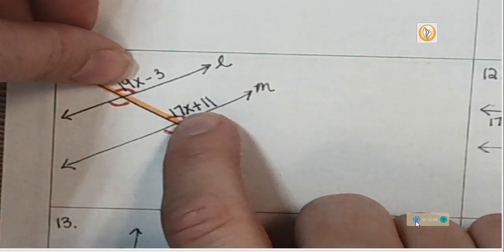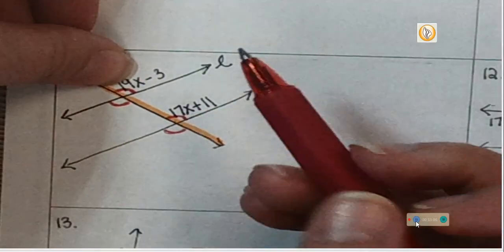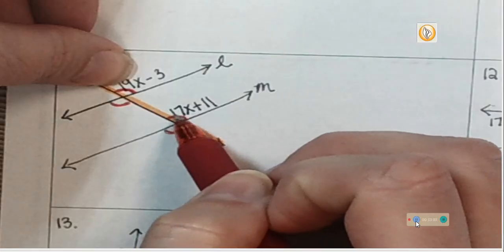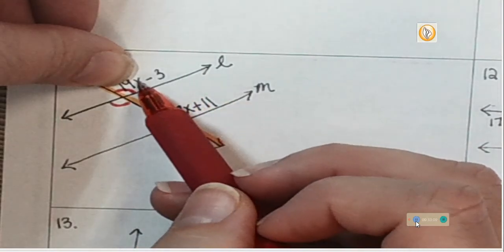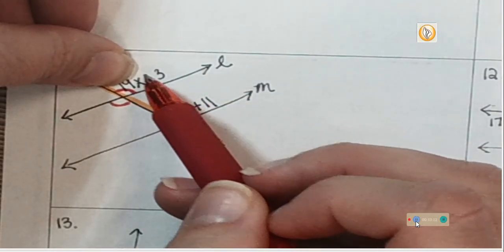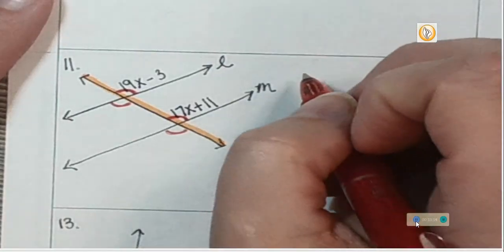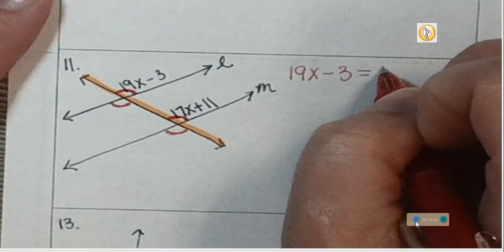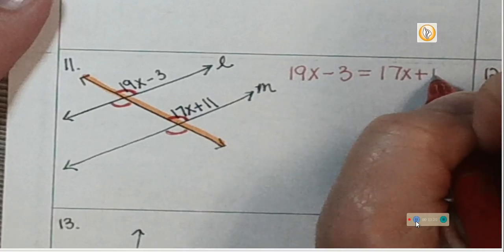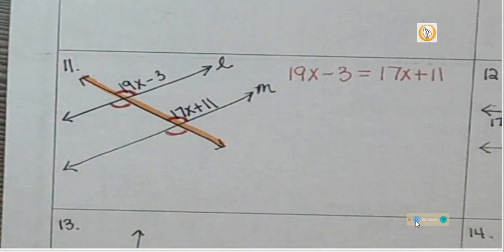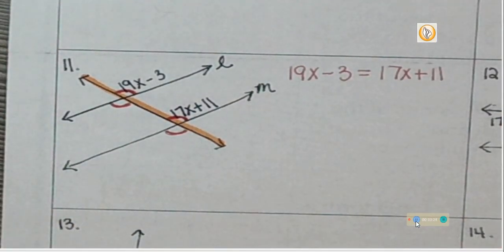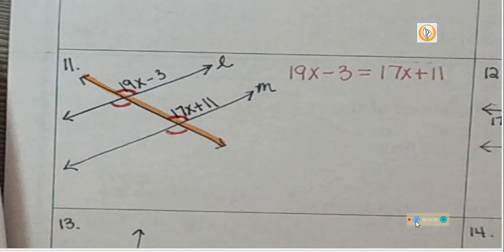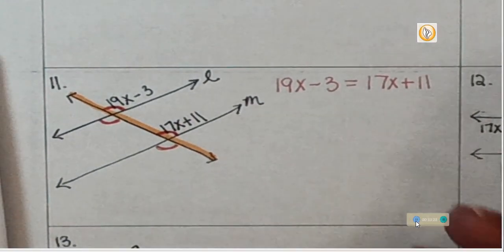Look right here. Where are they located? They each have this congruent angle. So since they each have this congruent angle, they're corresponding, which means they are equal to each other. So 19x minus 3 is exactly the same size, same spot, same size, and they are equal to each other. So now what I need to do, once I have it set up, is solve for x.